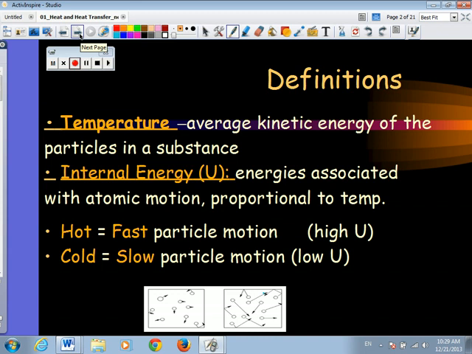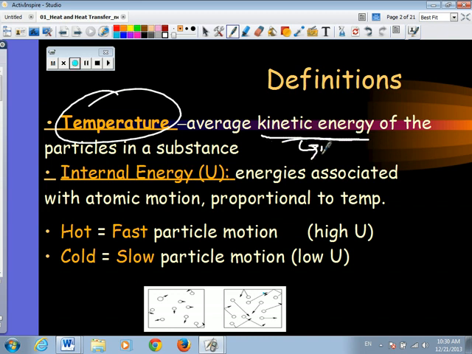And from our definition point of view, we get into this idea of temperature, okay? Temperature is a measure of the average kinetic energy of the particles in a substance. Kinetic energy is what? The energy of movement. So the particles inside those objects, the molecules, are moving. There's something called internal energy, which is U, the total amount of energy associated with atomic motion. It's proportional to the temperature. Most of the time we'll be using that one, okay?